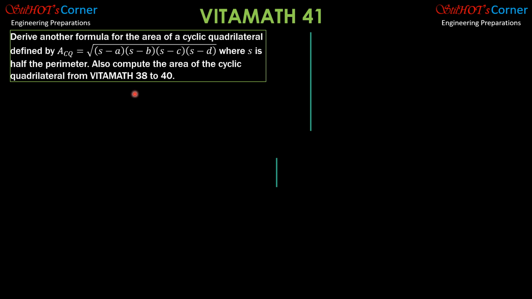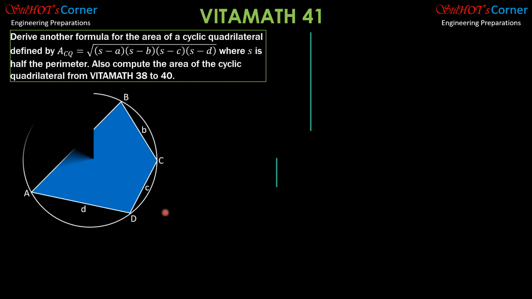So the cyclic quadrilateral should be drawn. And let's divide it by two diagonals, diagonal AC, which is diagonal 1, and diagonal BD, which is diagonal 2. Now, in terms of area of triangles, the area of the cyclic quadrilateral is equal to the area of triangle ABD plus the area of triangle BCD. And remember that opposite angles of a cyclic quadrilateral are supplementary.